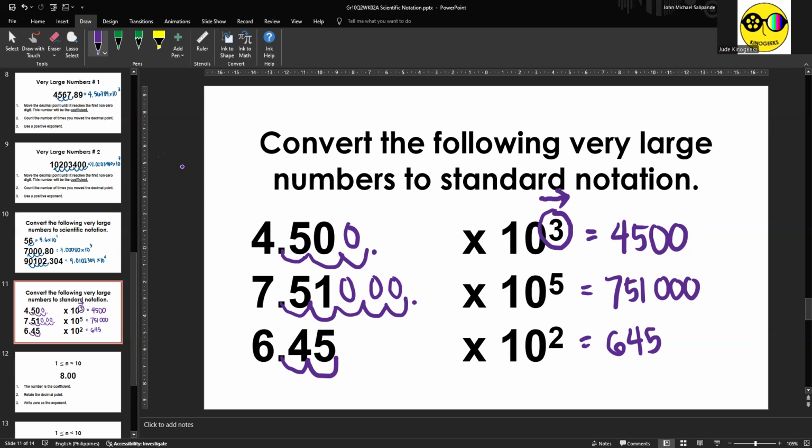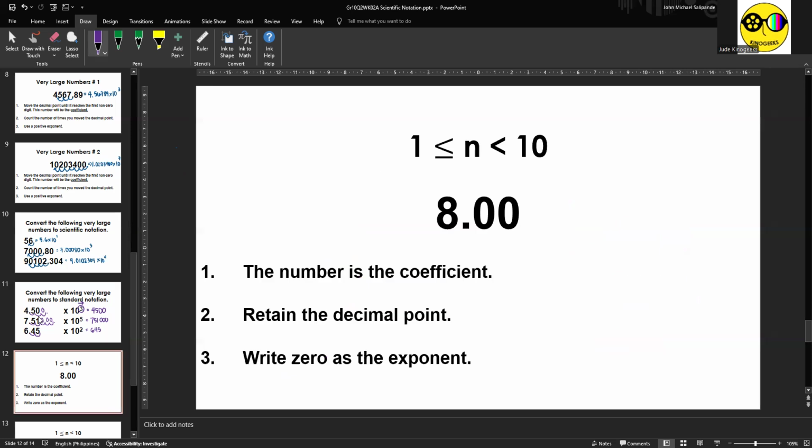Okay? So that's it for very large numbers. Let's proceed to my personal favorite out of the three parts of this lesson. So first we have very small, second we have very large, and third we have numbers between 1 to 10. So why is it my personal favorite and what's special about this one?